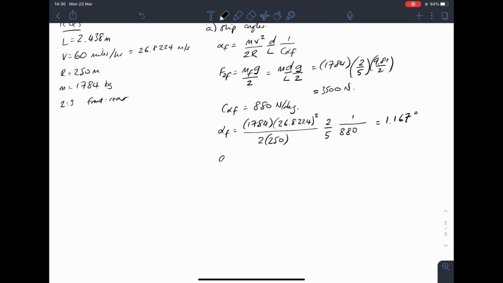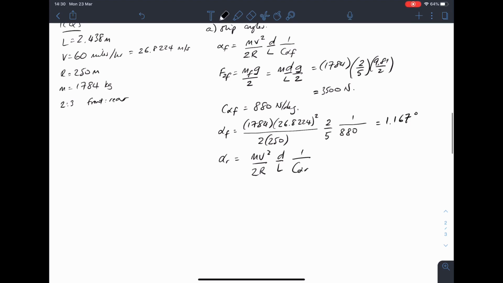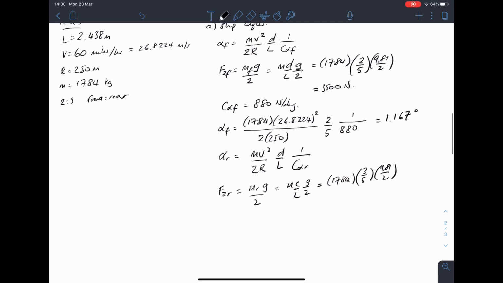For alpha R, same equation, mv squared upon 2r, d upon L, that's the difference, 1 over C alpha R. So again, we need to work out what FZR is, which is going to be MR G upon 2, which is going to be M c upon L G upon 2, which is 1784. We've got 3 over 5 this time, 9.81 divided by 2.